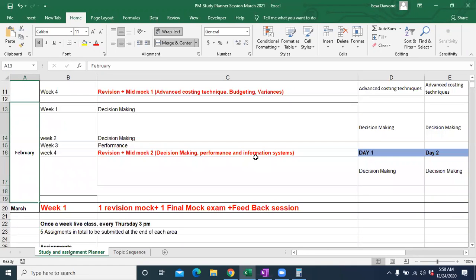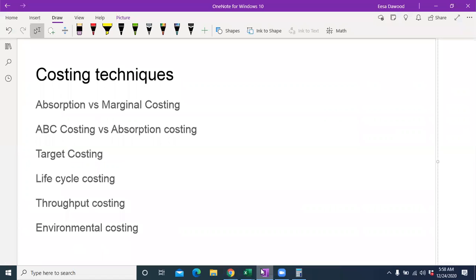Okay. Now, moving on to each individual area. I also want to discuss the individual areas, and then the session would end. So what are the areas?